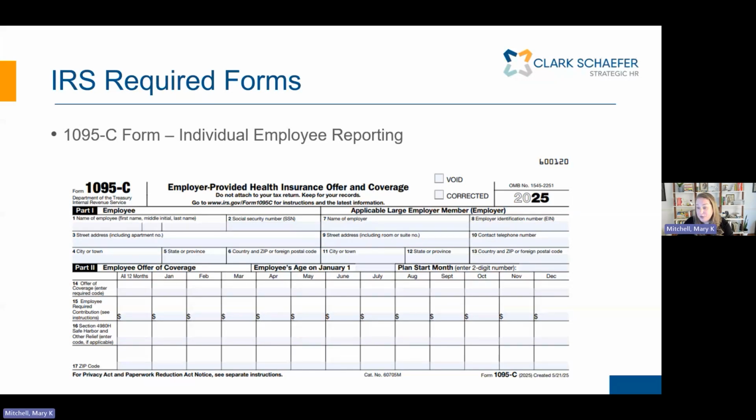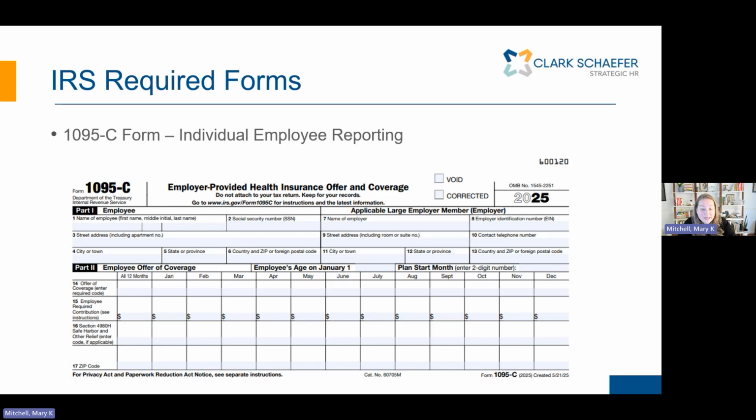Now, there are different codes that the IRS gives for you to code for lines 14 and 16. Line 14 is basically going to tell the IRS whether or not you offered that individual coverage, whether or not they were even eligible for coverage.